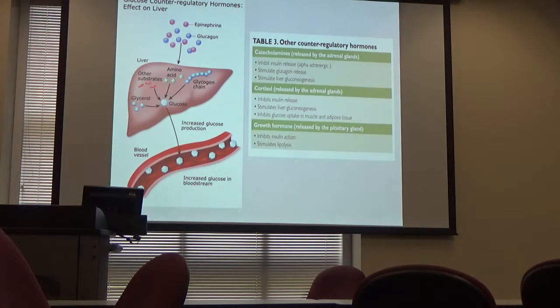So no calories, 8 hours. Blood sugar should be in the 70 to 99 milligrams per deciliter range. That's normal.